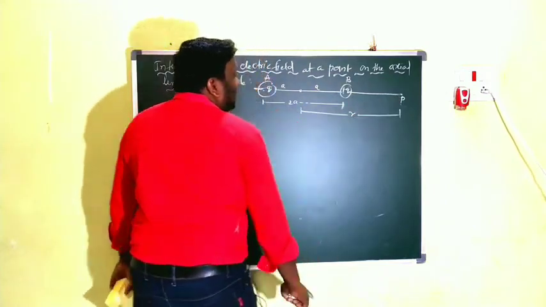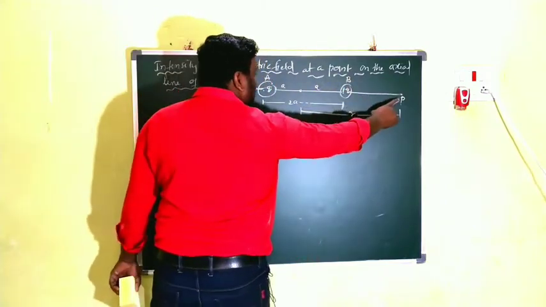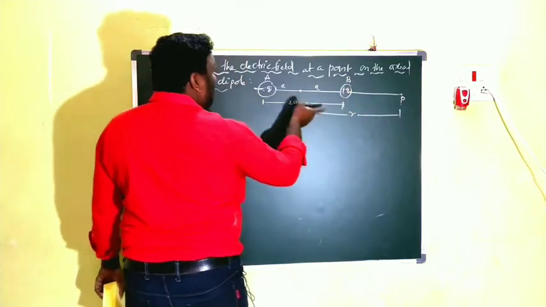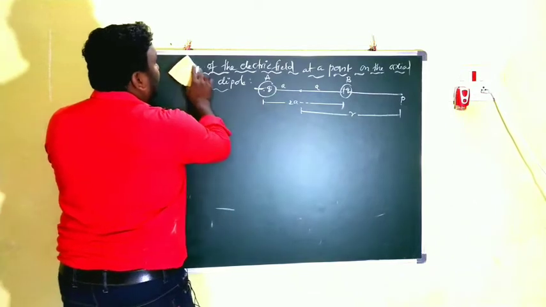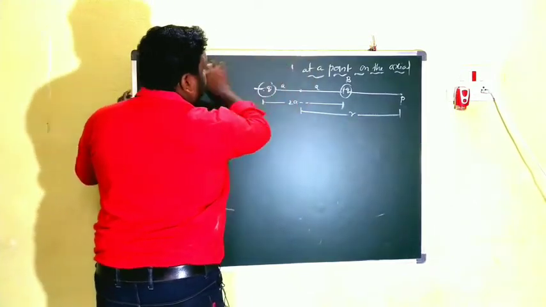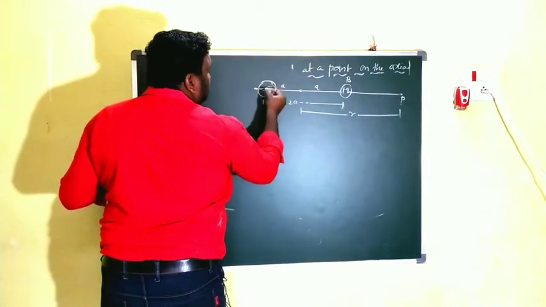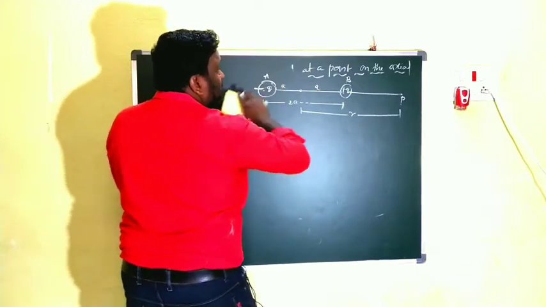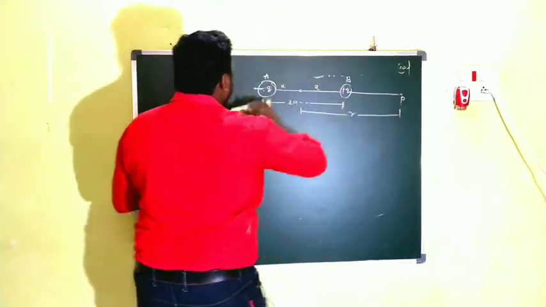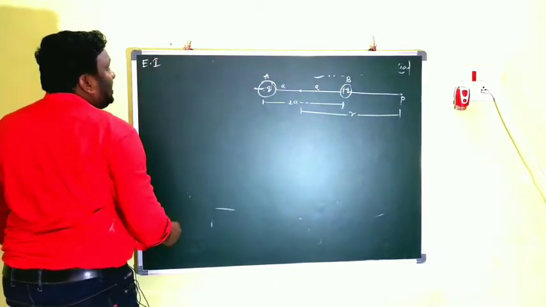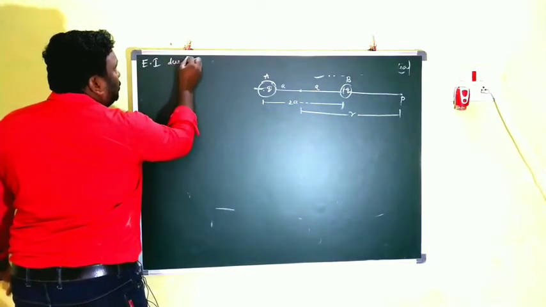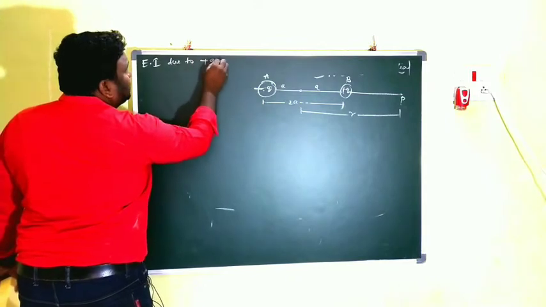At this point, the electric field intensity is because of plus q and also because of minus q. That's why I am writing here the electric field intensity due to plus q charge.